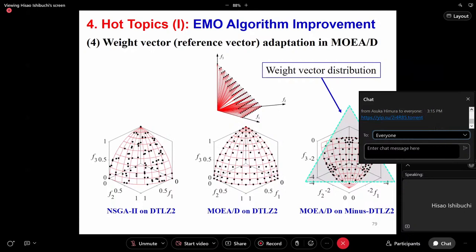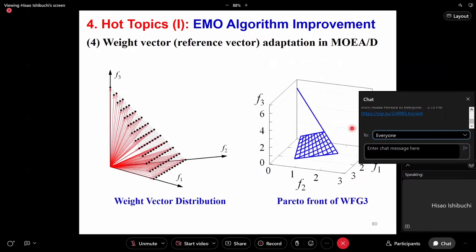Thus, we cannot obtain a well-distributed solution set. We cannot obtain solutions around the corners, and we have a large number of solutions around the boundary in the middle, and not so many solutions around the center. So the weight vector distribution should be adjusted to handle a wide variety of different problems. For example, this is the Pareto front of a test problem totally different from this triangular shape. So it is very clear that weight vector adaptation is needed to find a well-distributed solution set for this test problem.